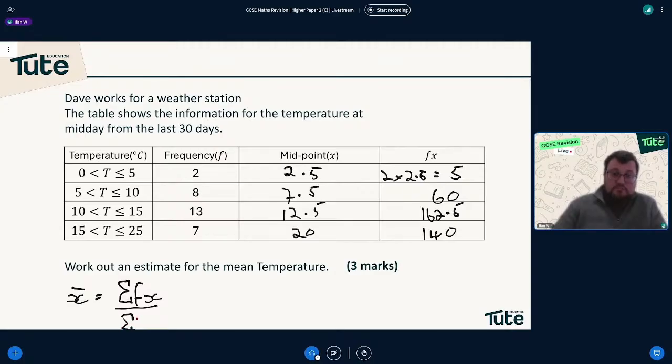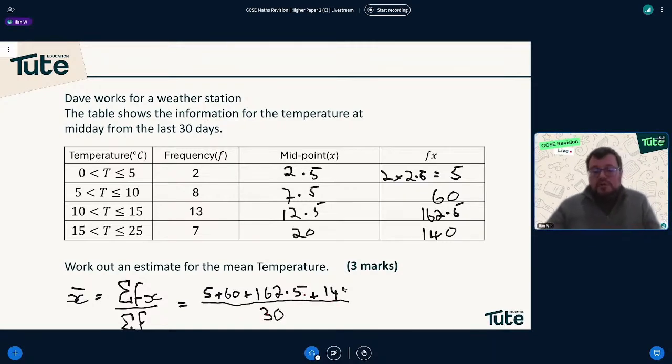This is what this symbol means. There is a Greek letter for it, but the real thing you have to remember is that when you see that symbol, it means total. So what you've got there is 5 plus 60 plus 162.5 plus 140, all over 30. Into your calculator it goes, and Bob's your uncle. You've got 12.25 Celsius.